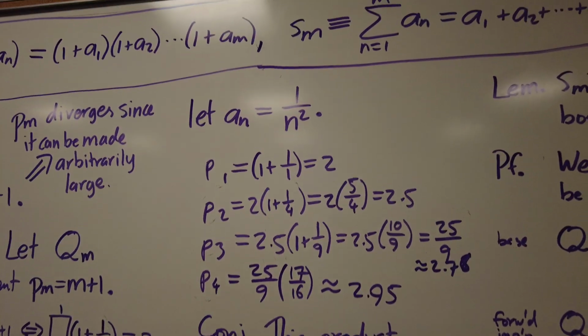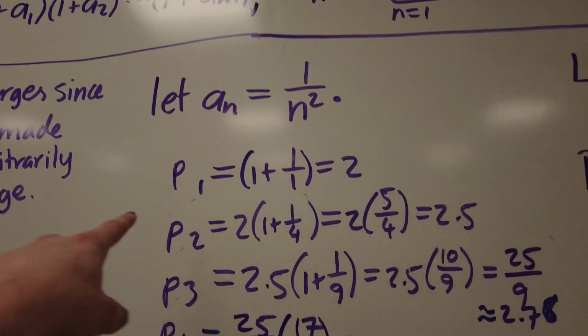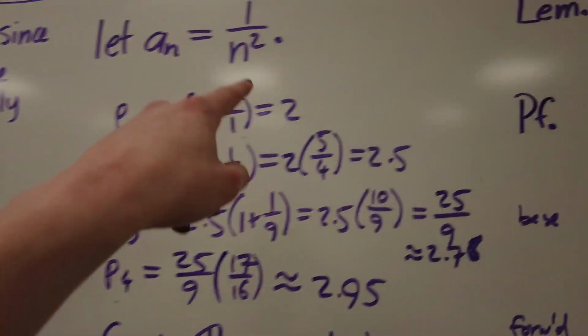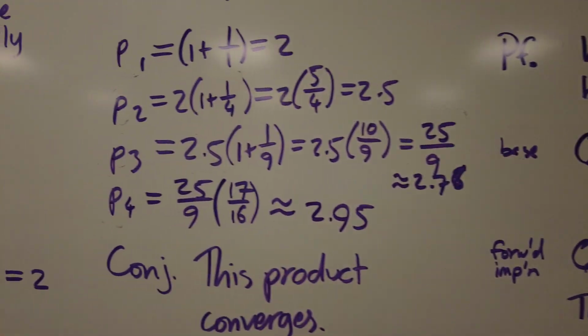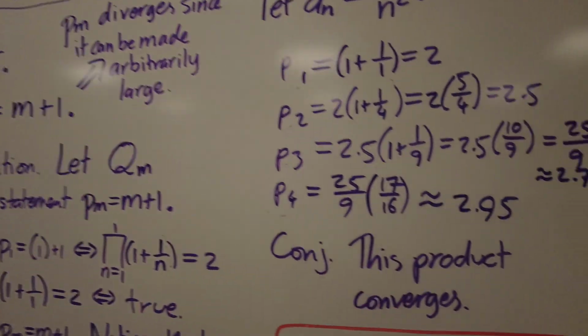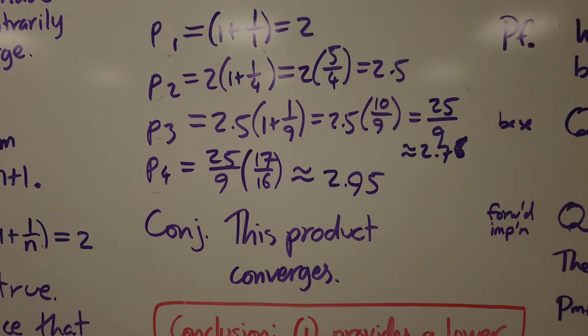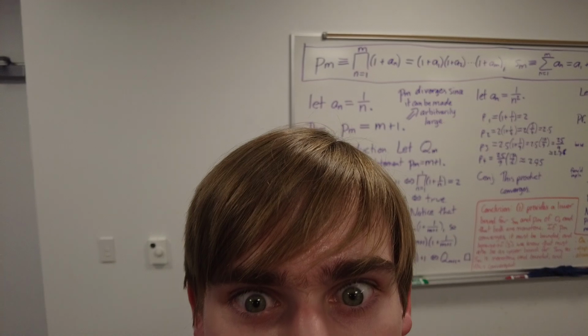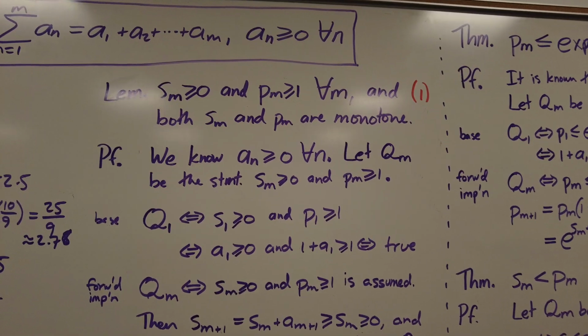That's exactly what we wanted to show. Great. Now, let's look at the sequence 1 over n squared. And I computed these lovely little things for the partial products: 2, 2.5, 2.78, 2.95. Wow, that's a lot better than m plus 1. I'm going to bet this actually converges. Great. And I am going to prove that the sequence of partial products converges if and only if the sequence of partial sums converges.